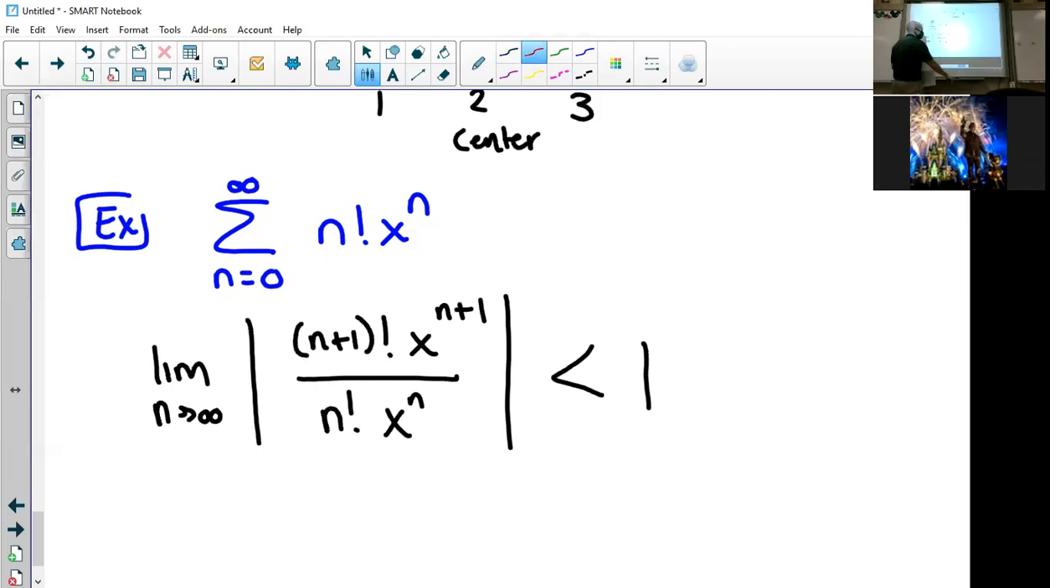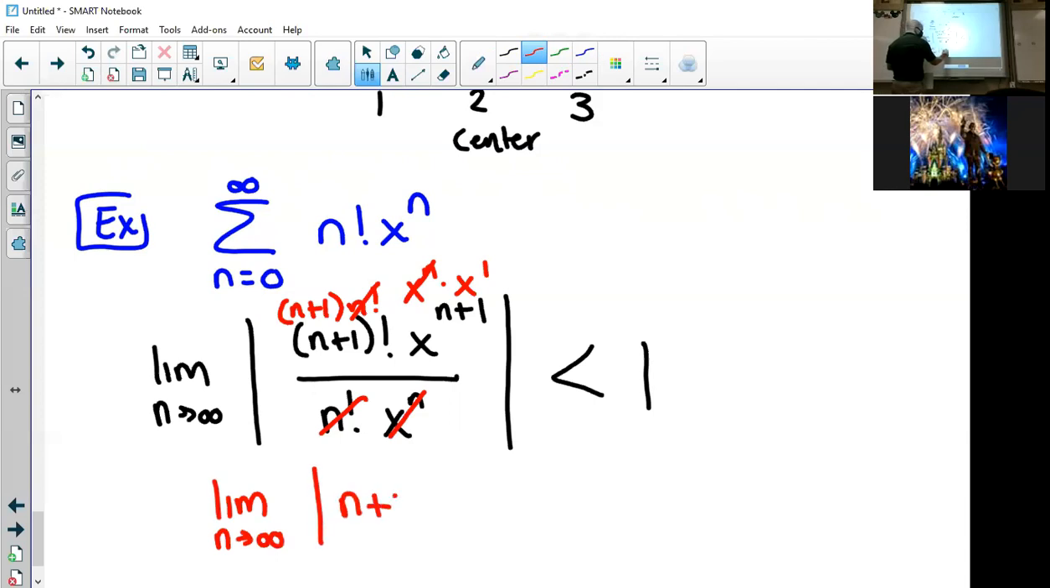Okay, well, let's go ahead and start simplifying this. All right, n plus 1 factorial we know is going to be n plus 1 times n factorial. So we see the n factorials cancel. X to the n plus 1 will be x to the n times x to the first, which then, the x to the n's cancel. And now we get the limit, let's simplify this here. All right, we have an n plus 1 times an x.